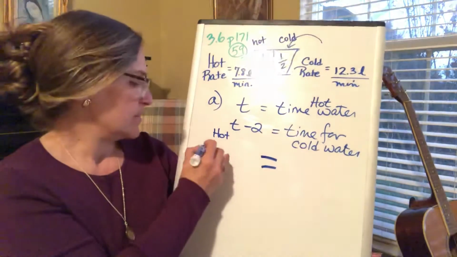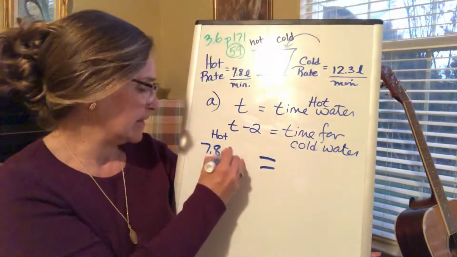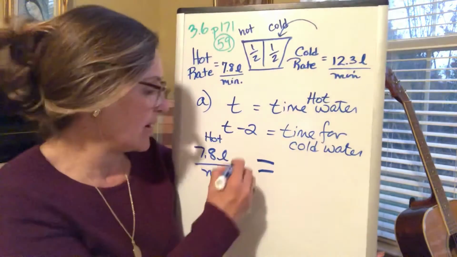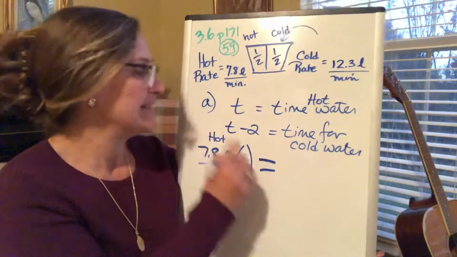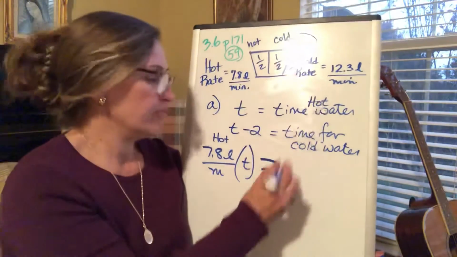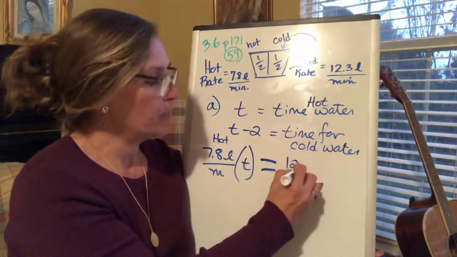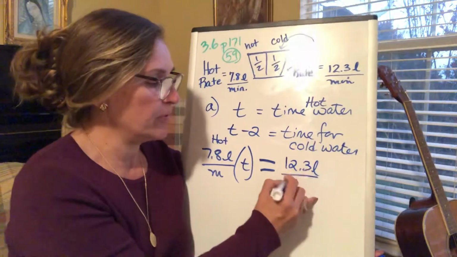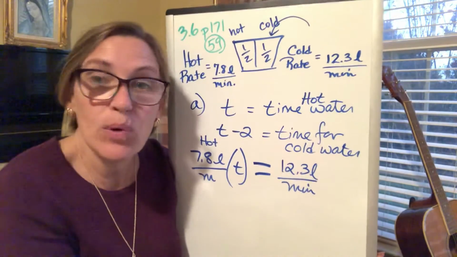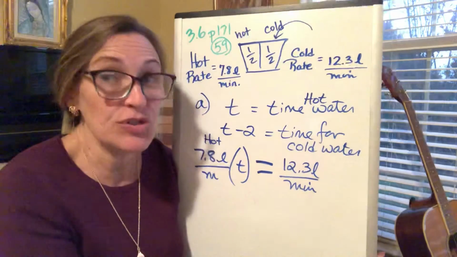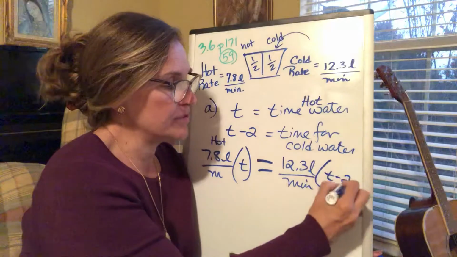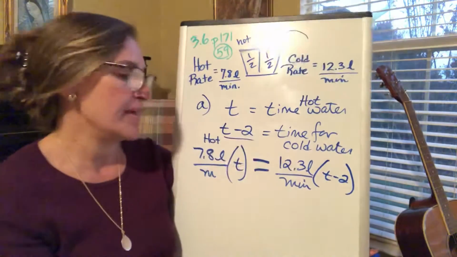Okay. So the hot water is 7.8 liters per minute. And now we're going to multiply it times the time for the hot water, which is called T. And now we're going to find the rate for the cold water, which is 12.3 liters per minute, and we multiply it times the time for the cold water. Well, what is the time? It was 2 minutes later than the hot. So that's called T minus 2, right there, okay?